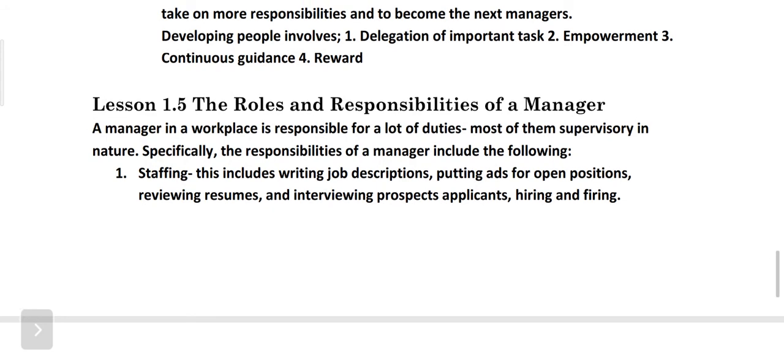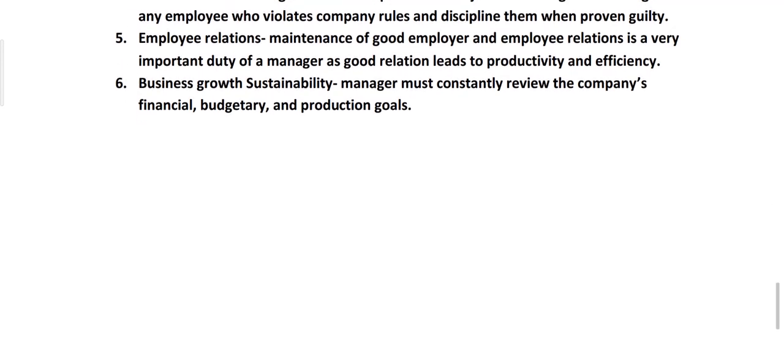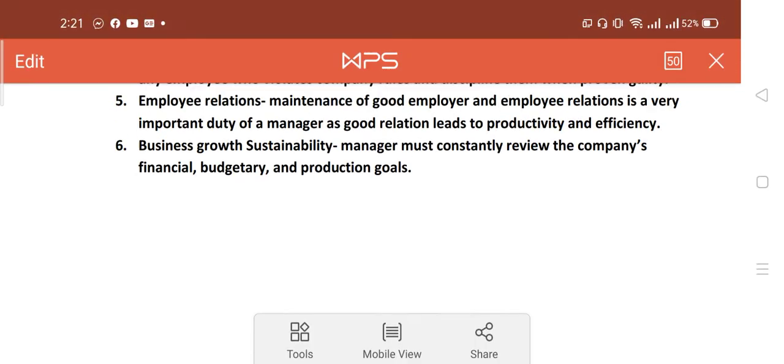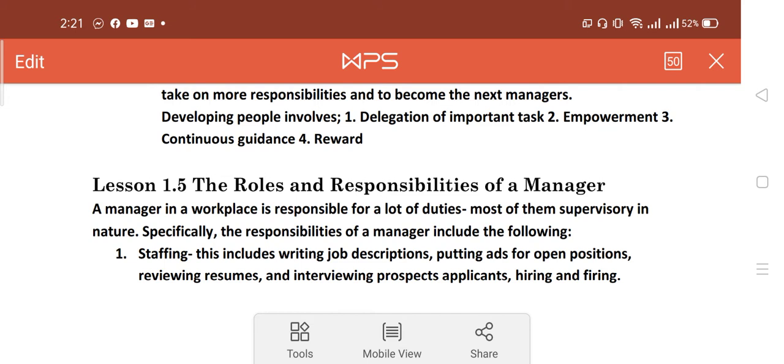Lesson 1.5, roles. Ito. Roles, malapit na tayong matapos. Ayan, roles na lang. Roles and responsibilities. Naririnig ba ako? Na-open ko ba yung mic ko? Okay. Roles and responsibilities of a manager.